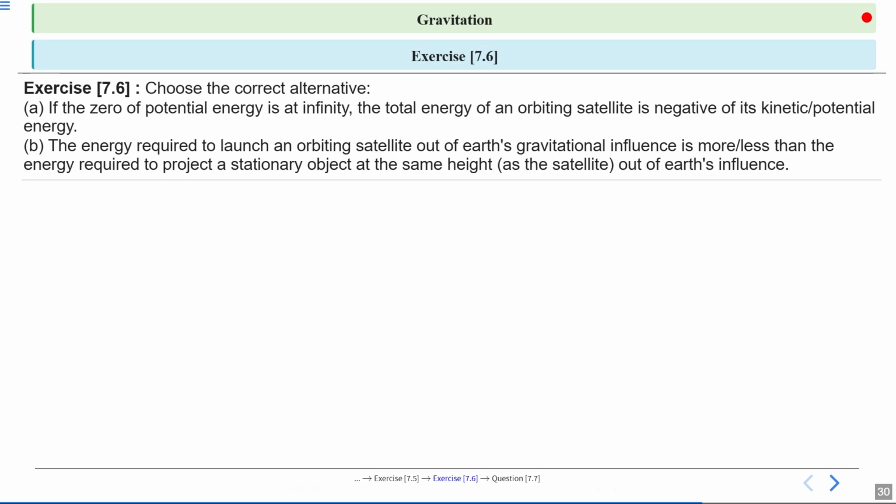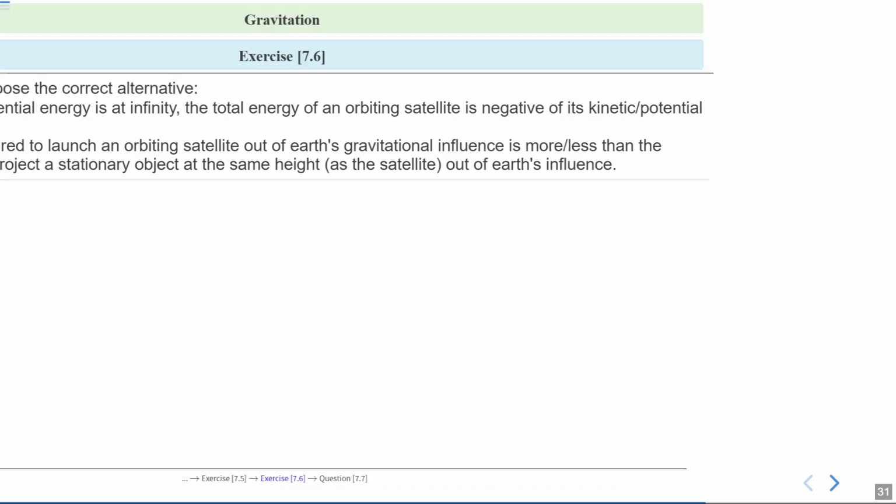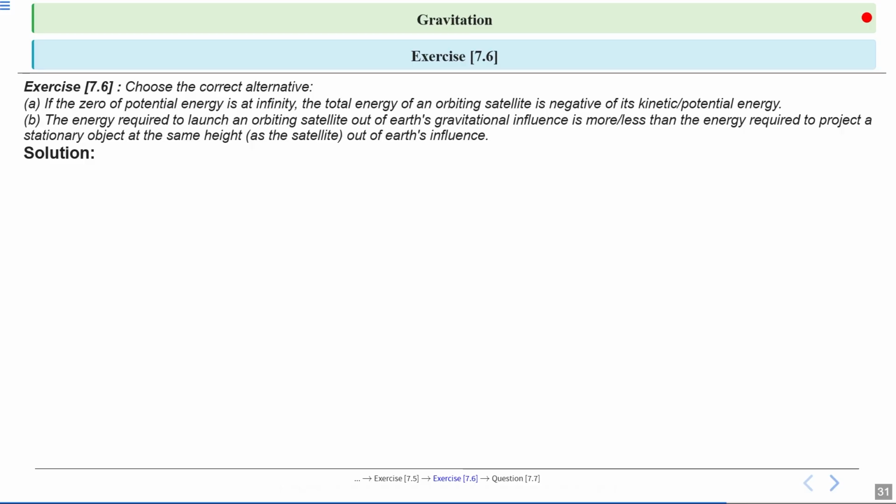Choose the correct alternative. A. If the zero of potential energy is at infinity, the total energy of an orbiting satellite is negative of its kinetic or potential energy. B. The energy required to launch an orbiting satellite out of the Earth's gravitational influence is more or less than the energy required to project a stationary object at the same height as the satellite out of the Earth's influence. So let's see the solution.